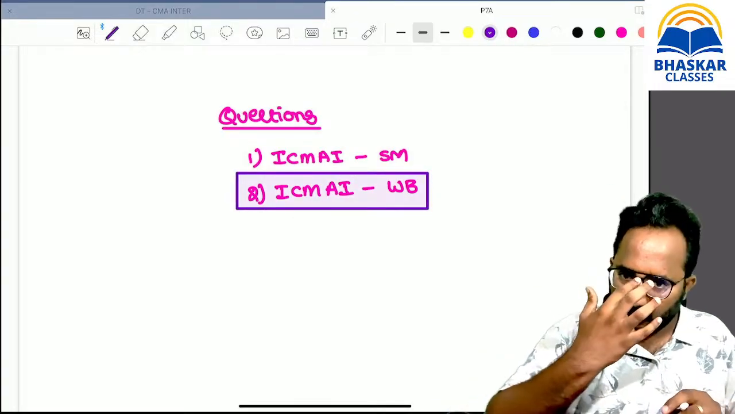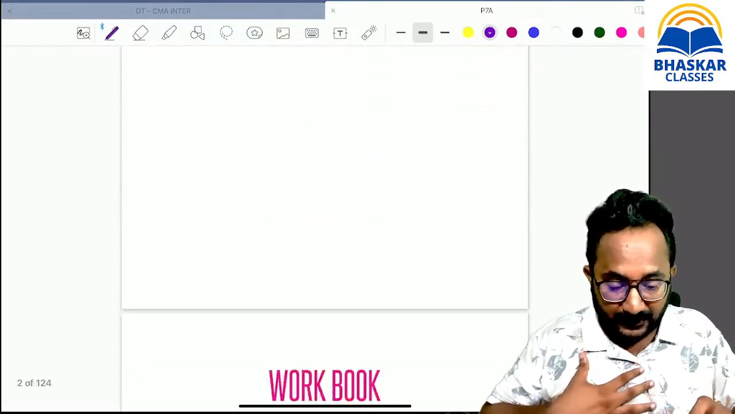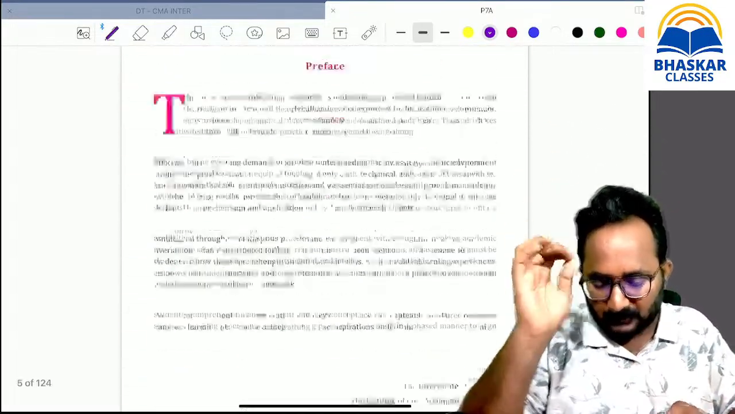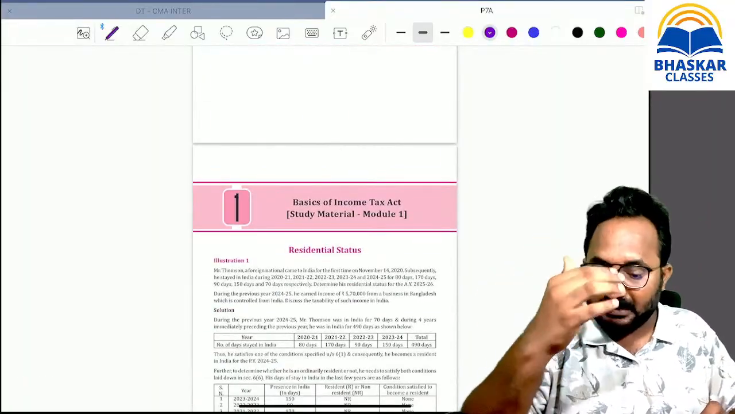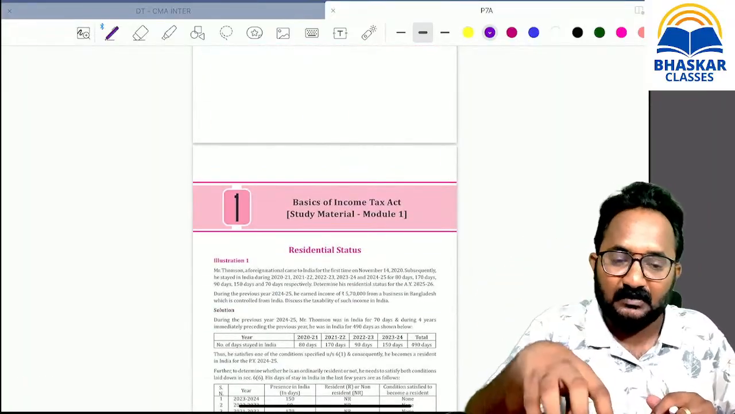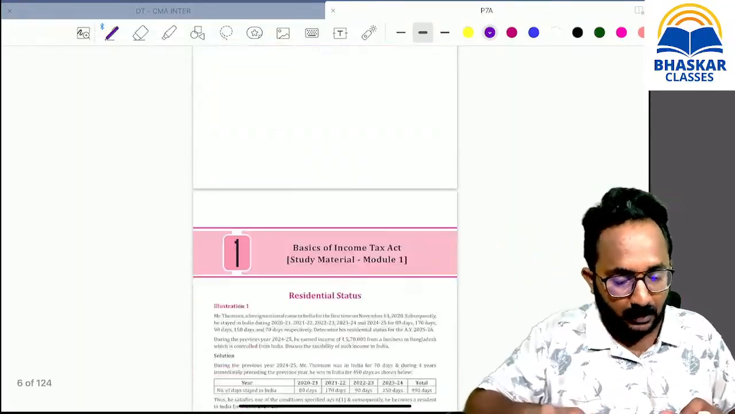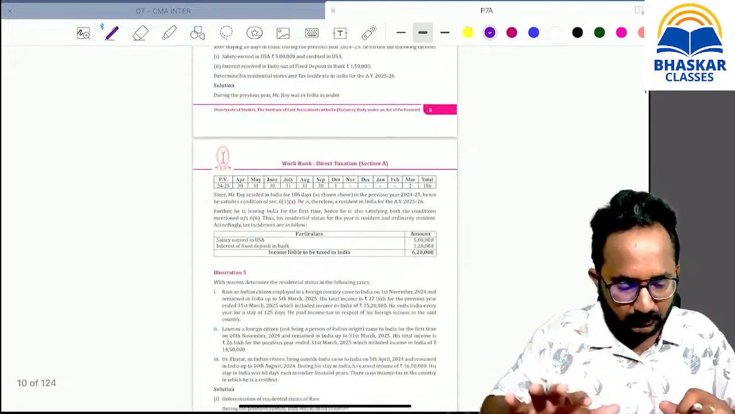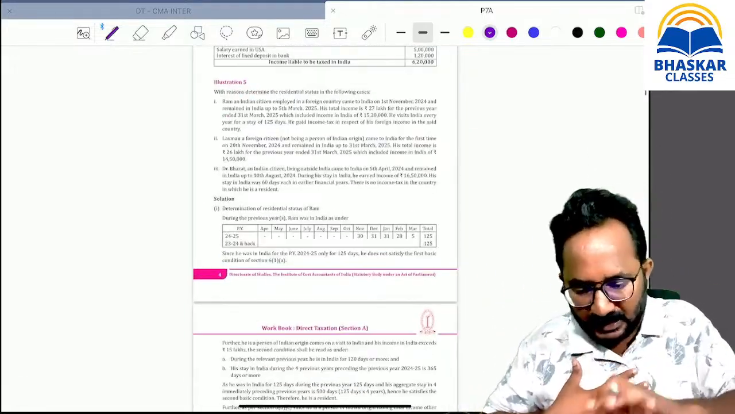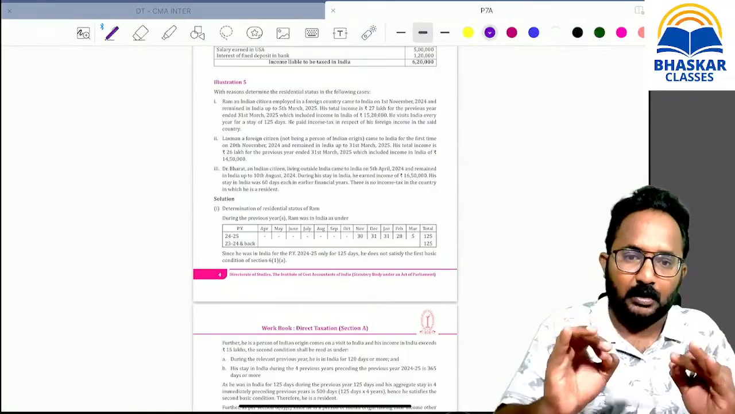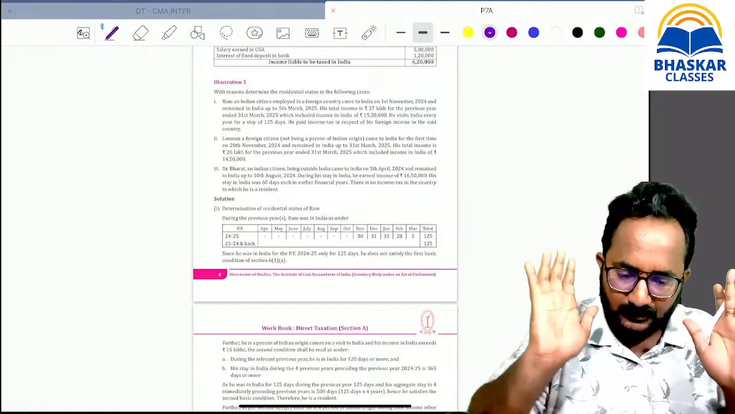Definitely, you have to solve each and every question from the workbook. That's why I want to solve every question from the workbook. Nearly we have 124 pages. Automatically the past examination questions and ICMAI study material questions are also covered here. You also need to study this workbook. If you are not having enough time, first prepare the theory, then after the workbook you will get exemptions. Along with that, in indirect taxes you will get exemption.